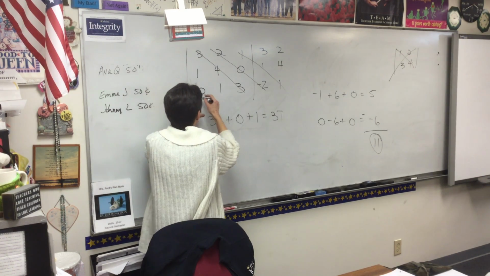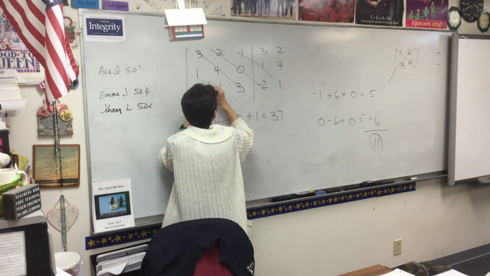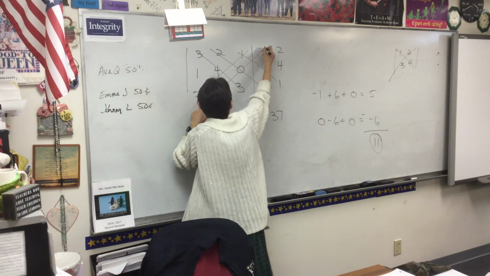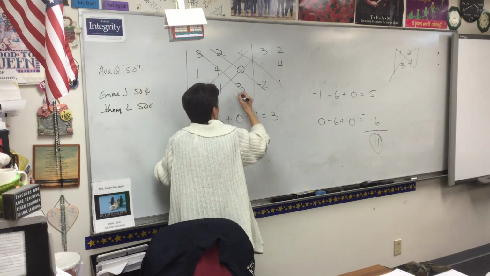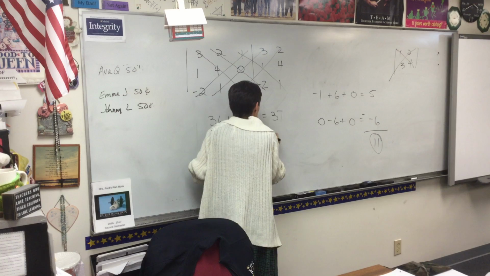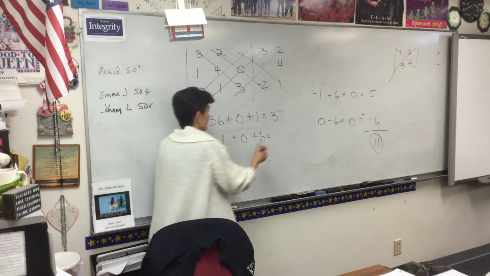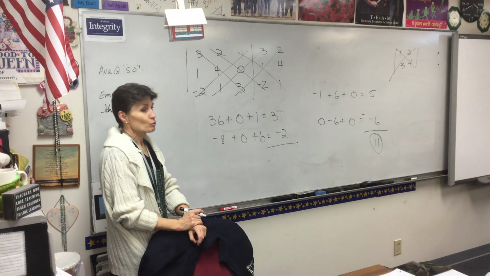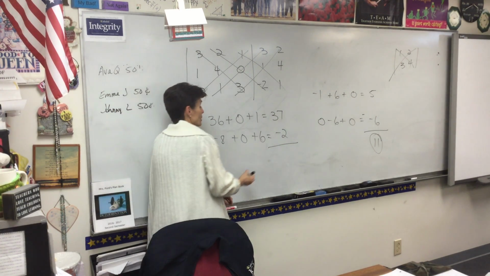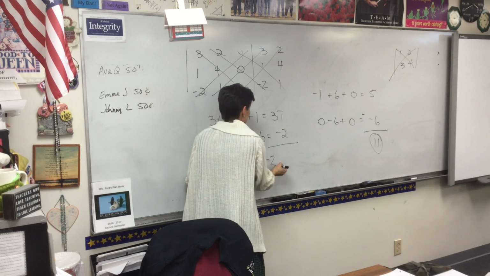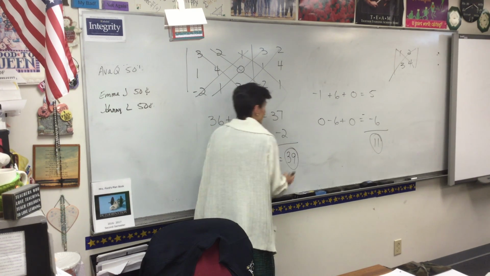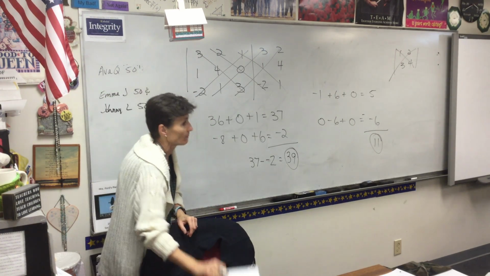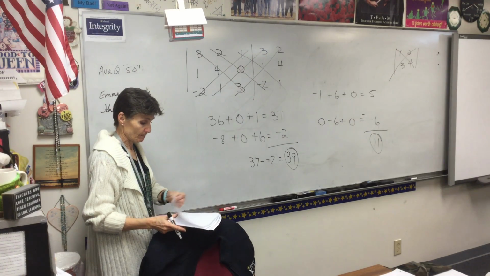Here we go. Multiply, multiply, multiply. So that gives me -8. That gives me 0. And that gives me 6. Now total them up, -2. Subtract those numbers. So 37 minus -2 is 39. Do not add those numbers. Subtract those numbers to get the answer.